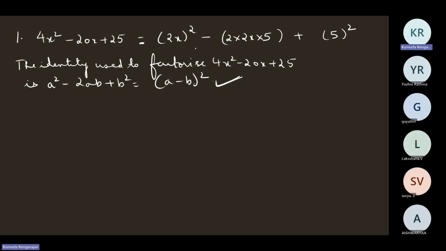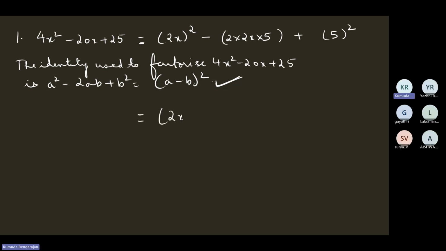So let's complete this factorization process. So it will be (a minus b) the whole square, which is a minus b into a minus b. We just have to mention the identity. That's the question. But we have also factorized using the identity.